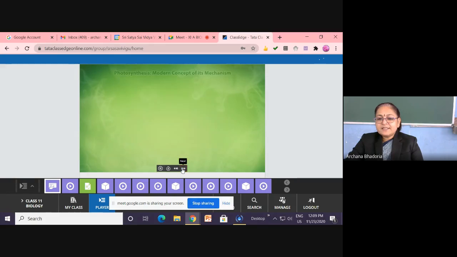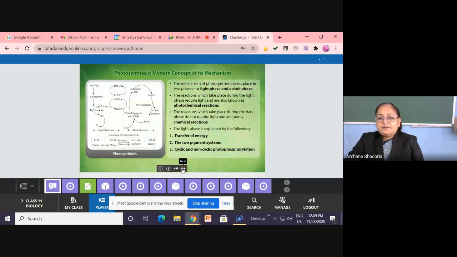Okay, now we take up the next thing, the light reaction. Now what is light reaction? So the mechanism of photosynthesis takes place in two phases, the light phase and the dark phase. Light phase means it is the phase in which the light is important, or it occurs during the daytime when the sunlight is available. It will occur only in the presence of the sunlight. So during the light phase we require light, and it is also known as the photochemical reaction. The light reaction is also called the photochemical reaction.